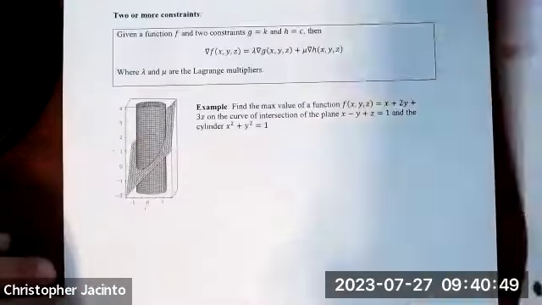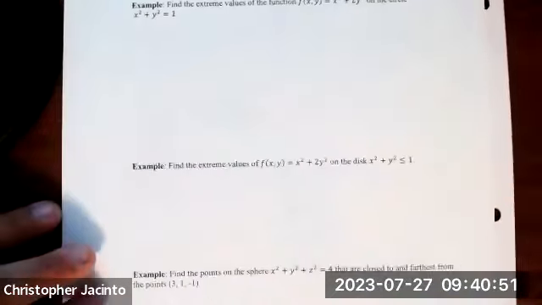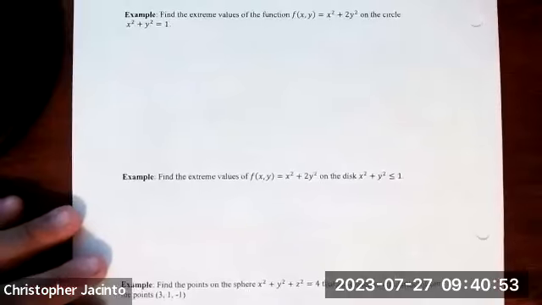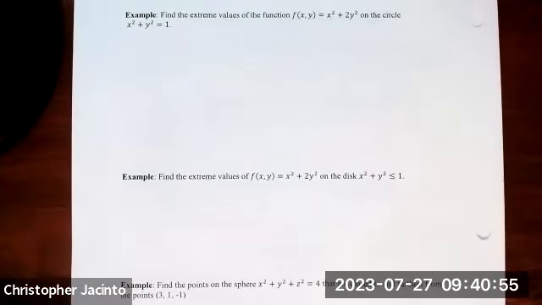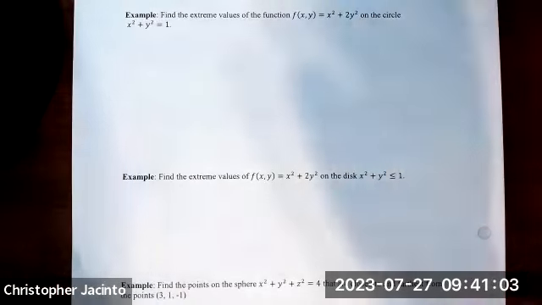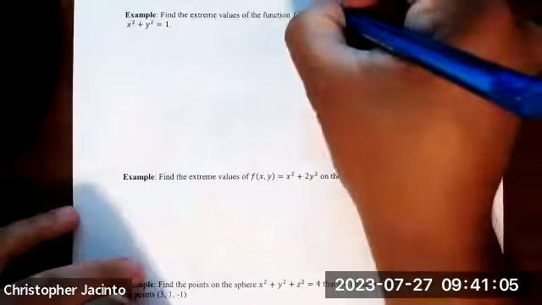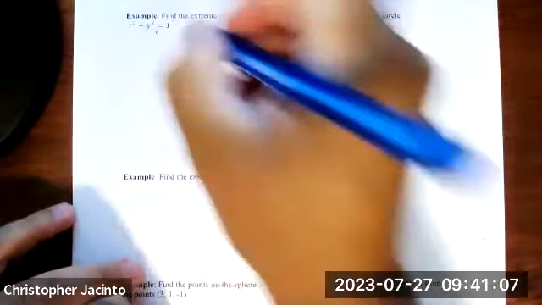More applications. Find the extreme values of the function x squared plus 2y squared on the circle x squared plus y squared equals 1. Okay, so this is our f, this is our g.